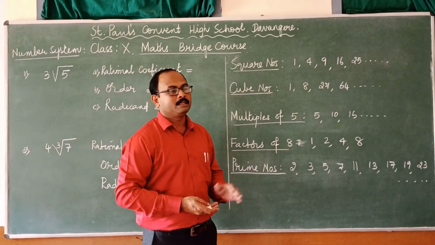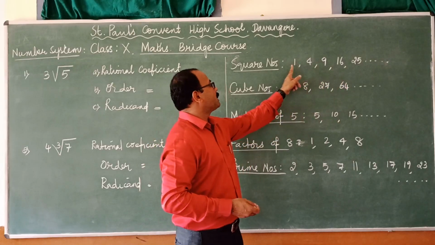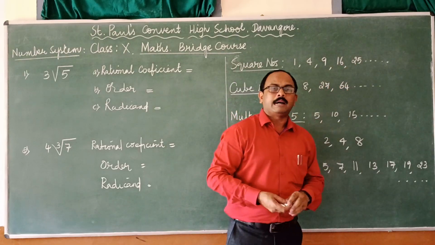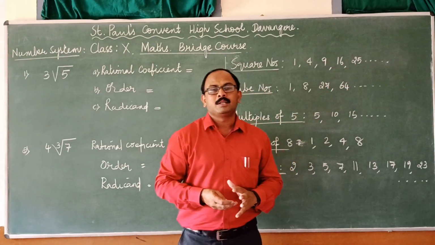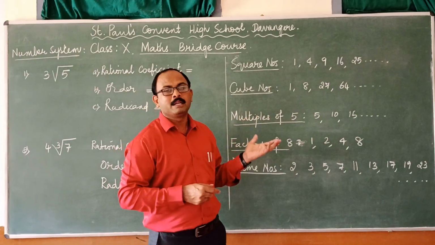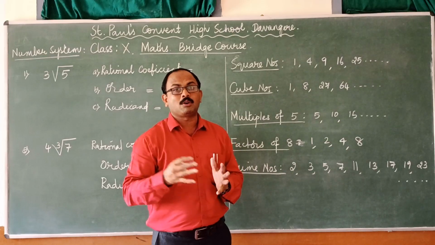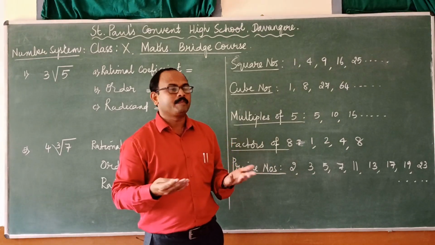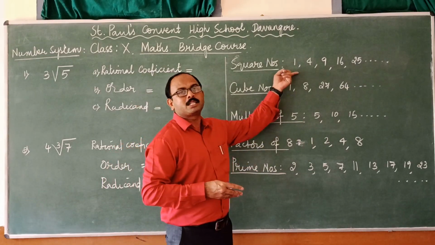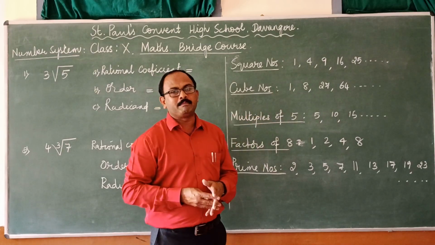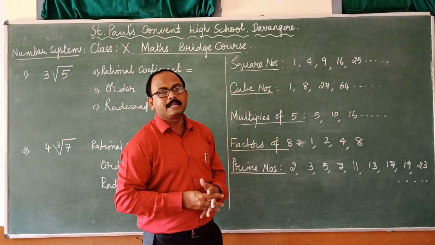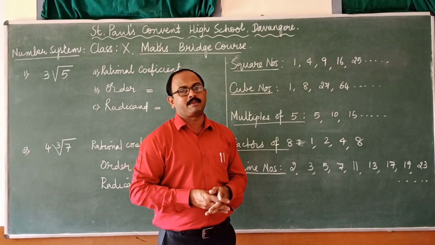Square numbers, examples I have given: 1 square, 2 square, 3 square, 4 square, 5 square, etc. At least, 10th standard children, you should remember at least 30 square numbers. It will be very helpful when you solve practical sums, whether arithmetic, algebra or geometry. It will be very useful, children. Cube numbers: 1 cube, 2 cube, 3 cube, 4 cube, etc. At least 12 numbers we must know.